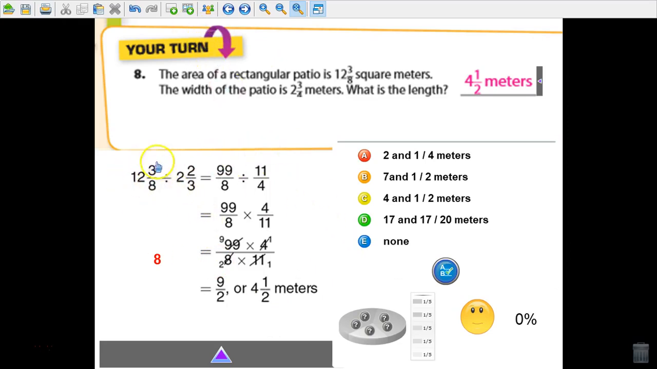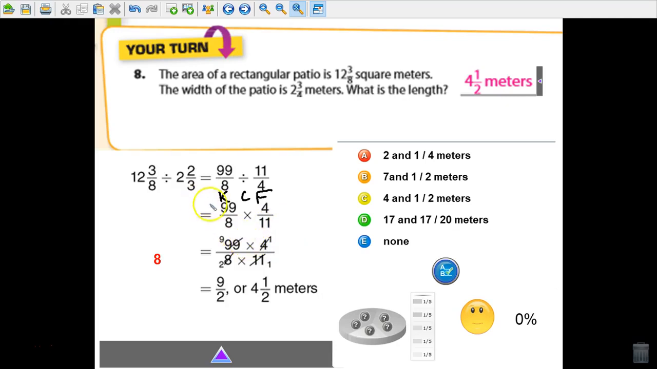So we rewrite our problem. We write our problem. Then the first step is improper fractions. Second step is keep, change, flip. Keep the 99/8. Change the division to multiplication. Flip the 11/4 into 4/11.